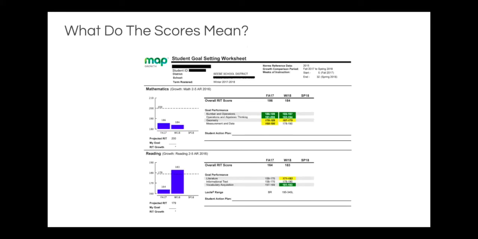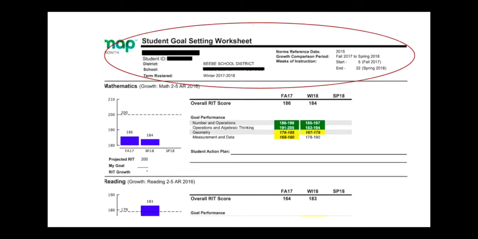Now we're going to look at the student goal setting worksheet and what the scores mean. The first section of the report will give you information such as the student name, ID, and also includes when the student took the assessment. For this student, under the term rostered section, I can tell the student took the winter assessment during the 2017-2018 school year.